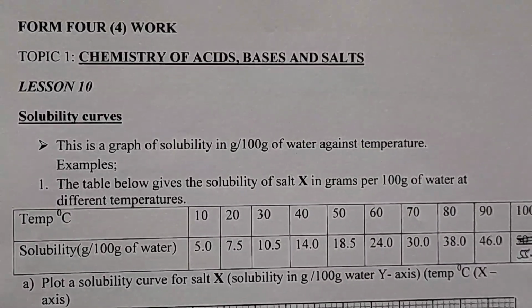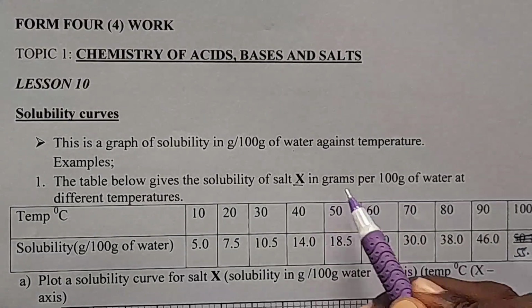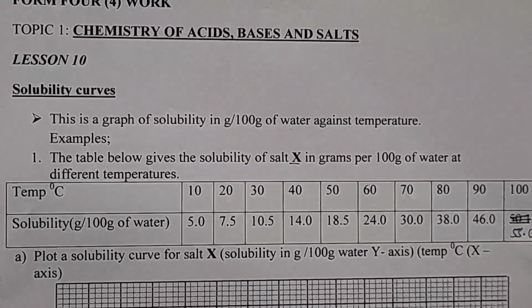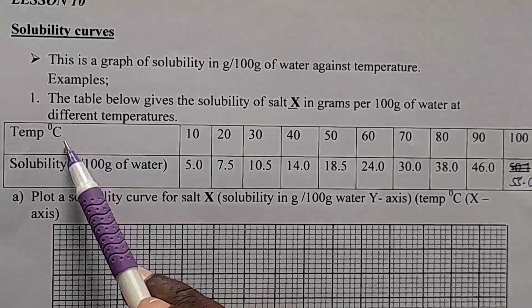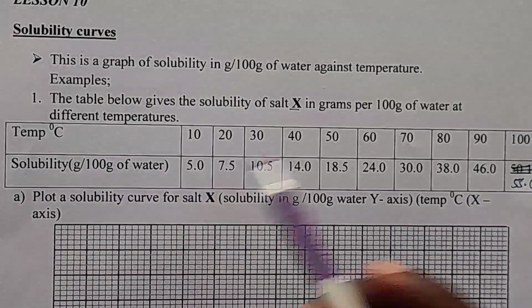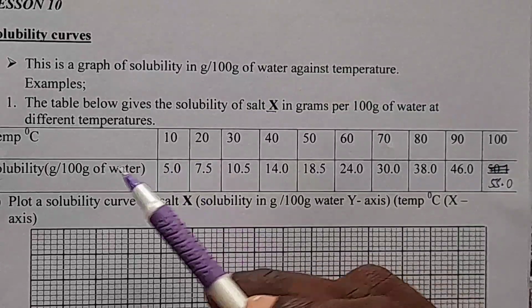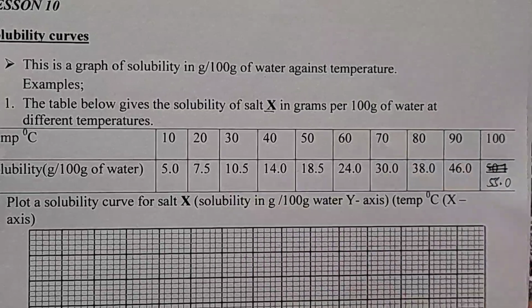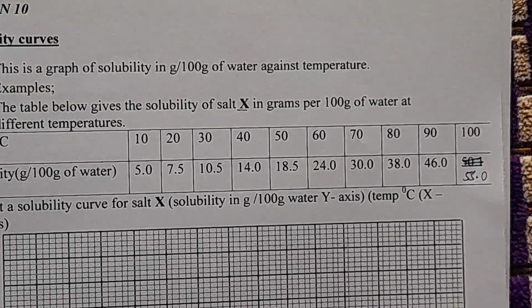So, example. We are told the table below gives the solubility of salt X in grams per 100 grams of water at different temperatures. So this is how the table looks. We have temperature in degrees Celsius, and solubility, expressed in grams per 100 grams of water. When the temperature is 10 degrees Celsius, 5.0 grams of salt X will dissolve, at 27.5 until we get to a temperature of 100, which dissolves 55.0 grams of that salt X.